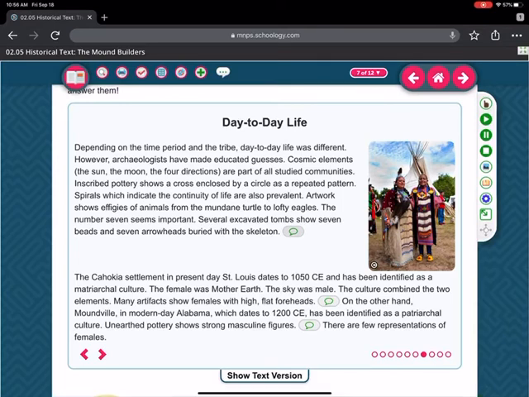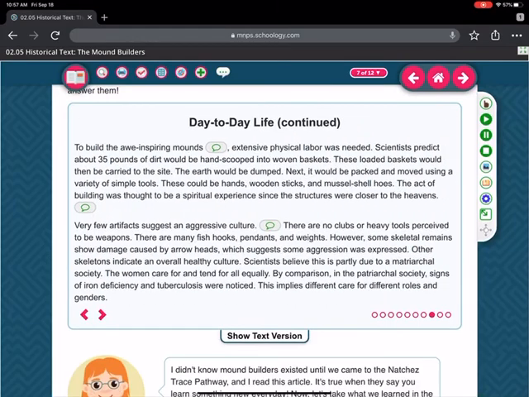On the other hand, Moundville in modern-day Alabama, which dates to 1200 CE, has been identified as a patriarchal culture. Unearthed pottery shows strong masculine figures. There are few representations of females. Day-to-day life continued.